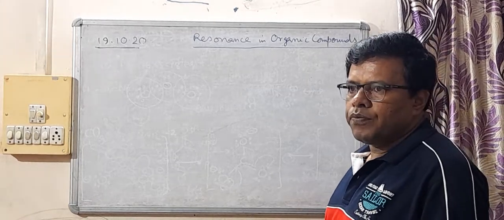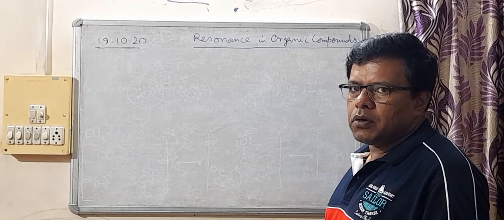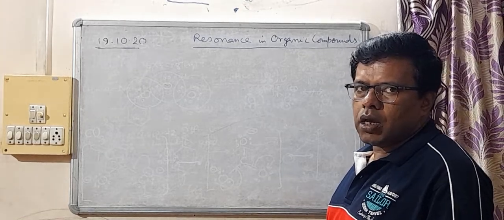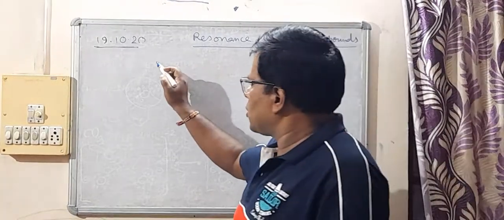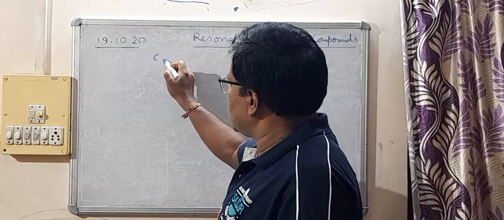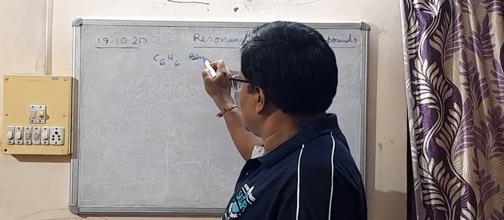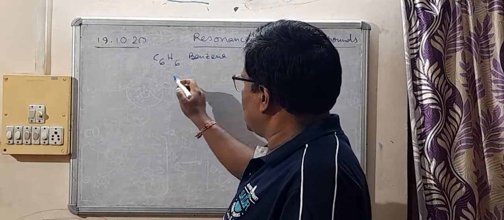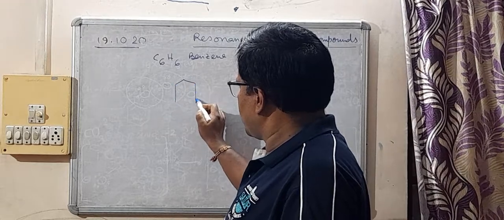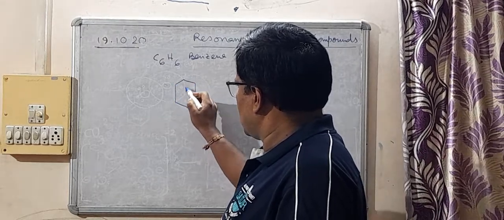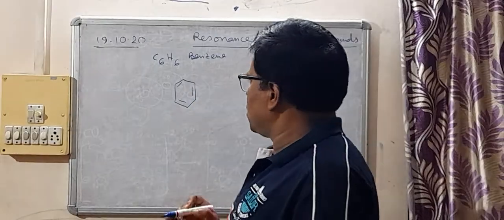Good evening, children. We were doing resonance. Today, let me give some examples of resonance in organic compounds. The first example that we do is C6H6. It's benzene, and the structure of benzene is this one. This is benzene.